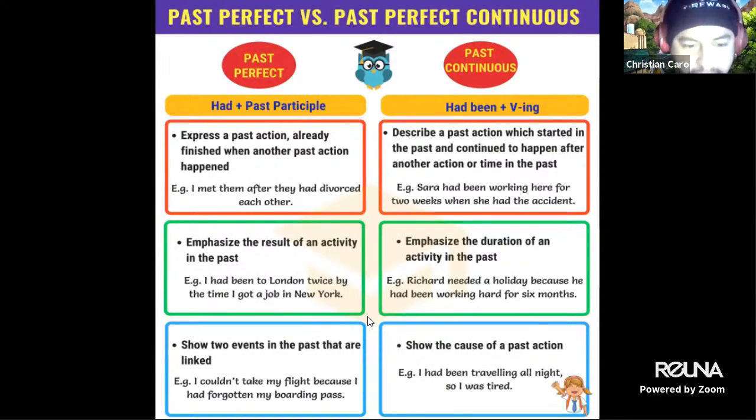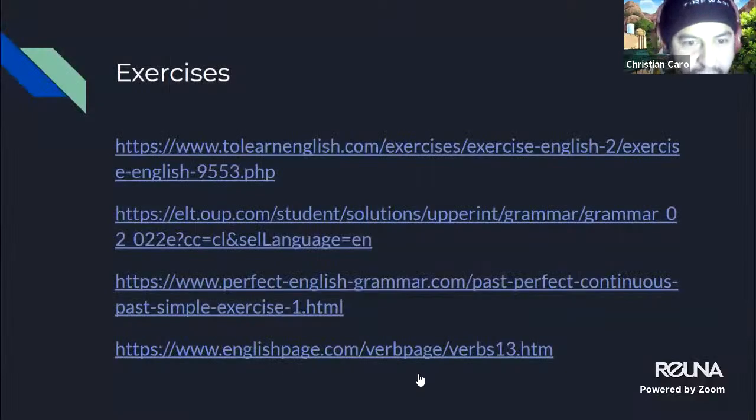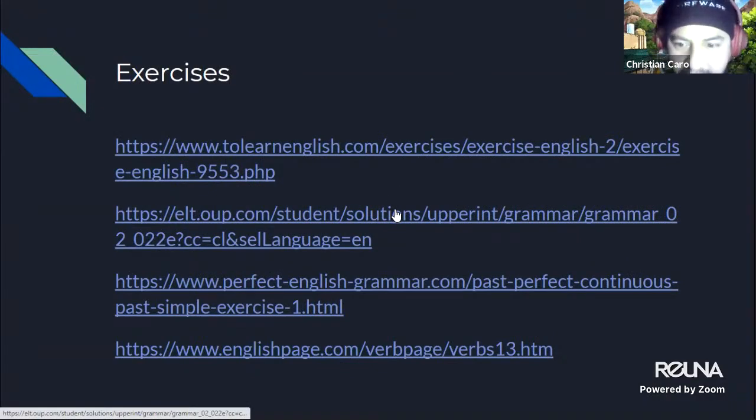What else? Two events in the past. Show the cause. I couldn't take my flight because I had forgotten my boarding pass. I'd been traveling all night, so I was tired. In this case, we use because, and in the other case we use so. It was pretty much the inversion: because is porque, and so is por lo tanto. So it's pretty much the reverse. Very good. If there are no questions, we can practice a little bit then.